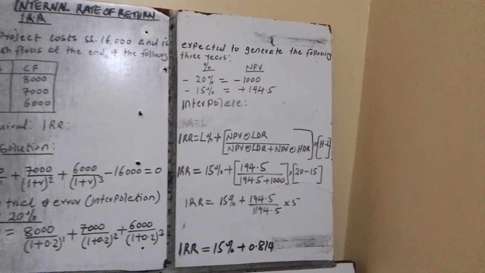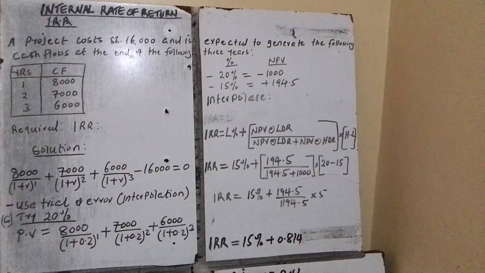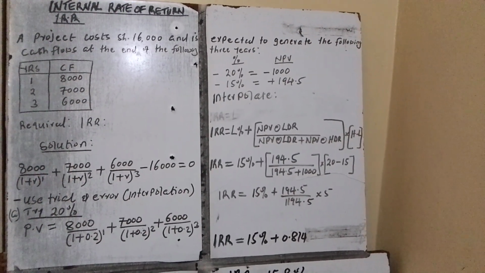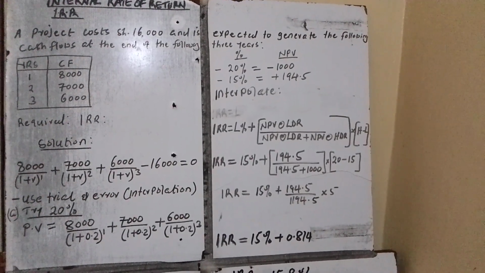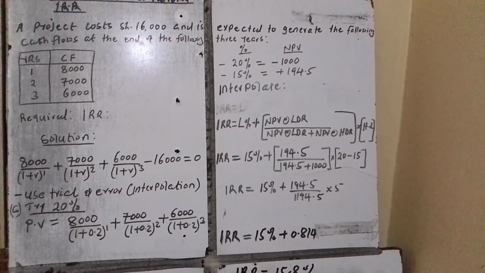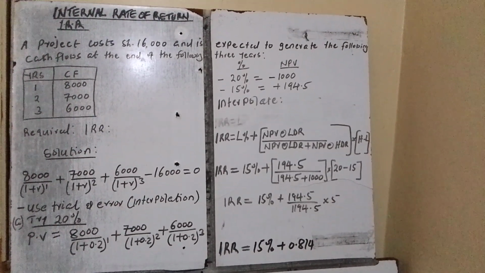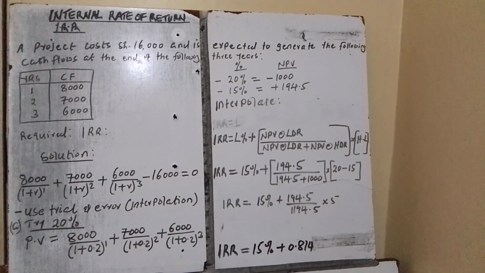We say that when your net present value is positive, you are supposed to accept the project. If it is negative, you reject the project. If the net present value is zero, then that project can either be accepted or rejected.